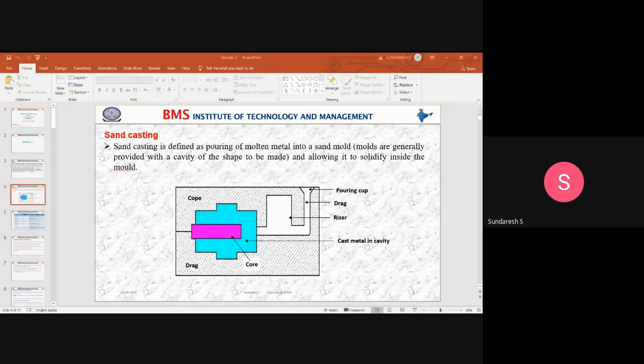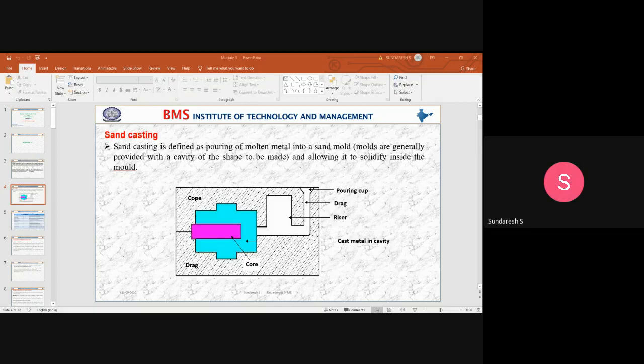Now, how do you get the sand mold? Where will the sand mold be? You might have done your foundry and forging lab, right? Yes, sir. You might have done these castings, the mold cavities, sand mold cavities. So how is it done? So we'll keep the pattern.